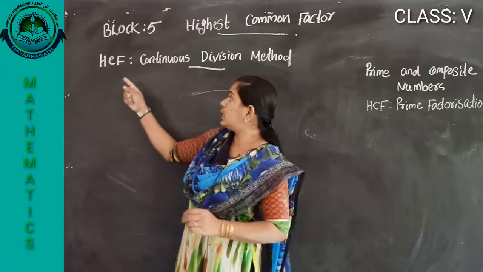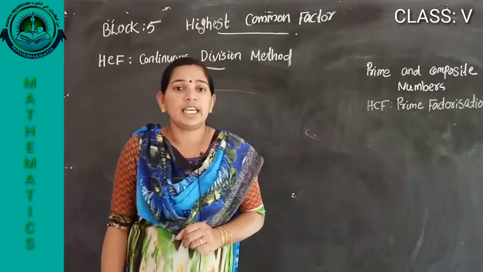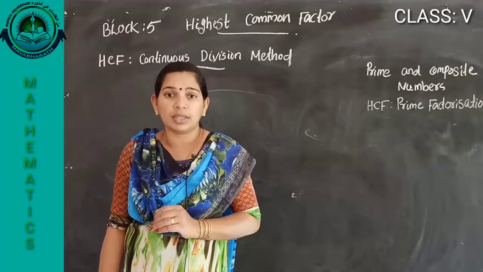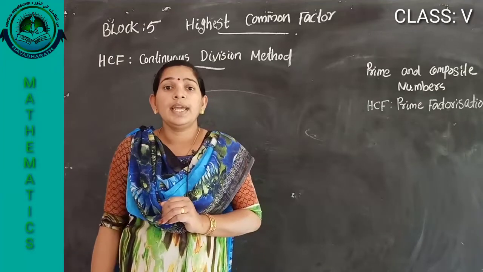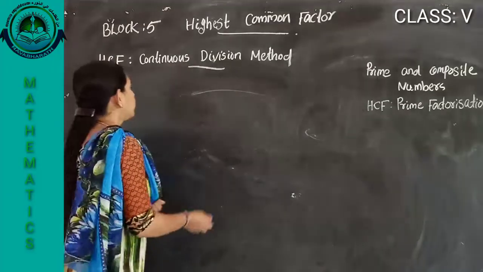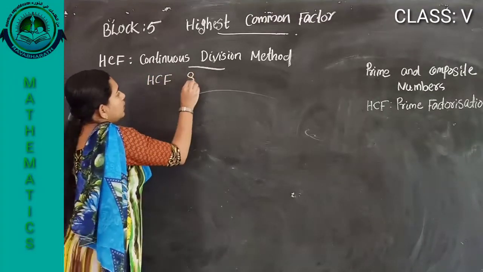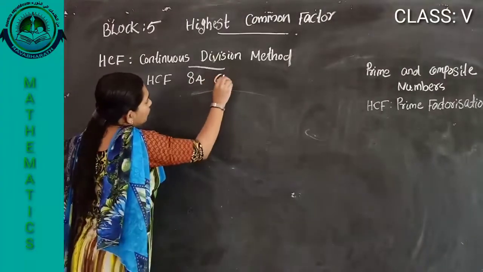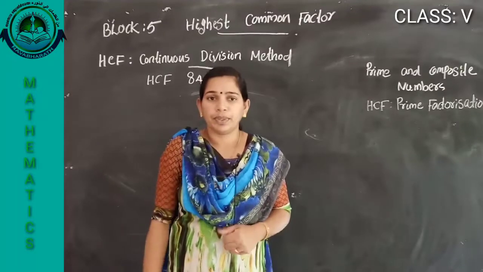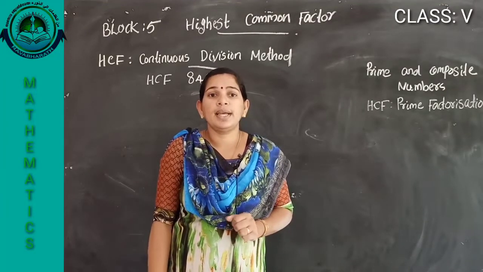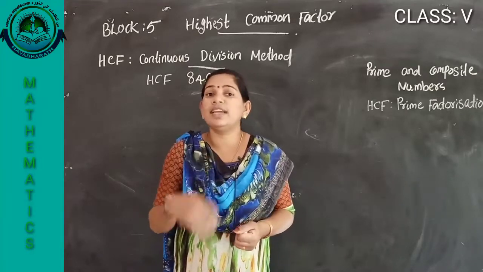Okay, today we are discussing a new topic, finding HCF by the continuous division method. We will check how to find it using the continuous division method. Write this question: find the HCF of 84 and 64. Here continuous division means we continuously divide the numbers.